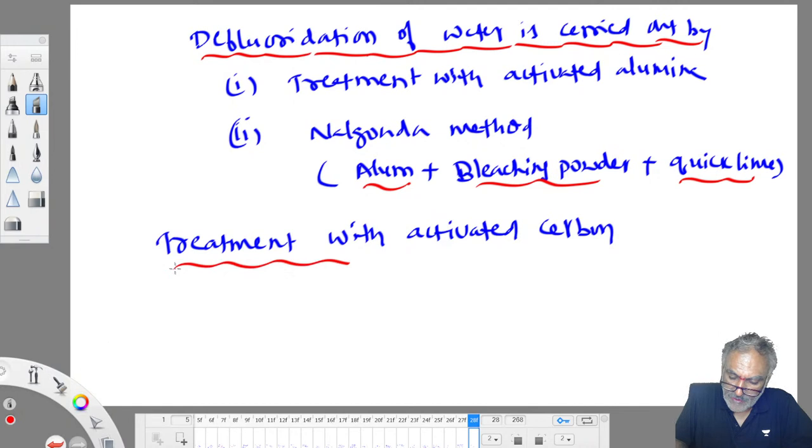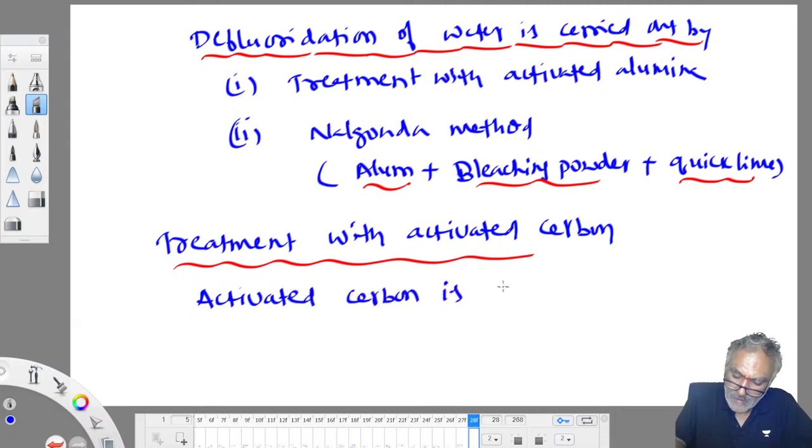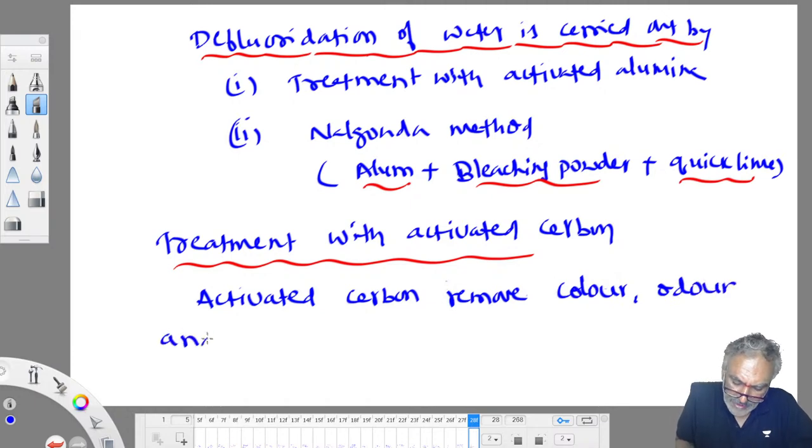Activated carbon treatment is used to remove color. Activated carbon is a good adsorbent. Passing water through a bed of activated carbon removes color, odor and improves the taste of water.